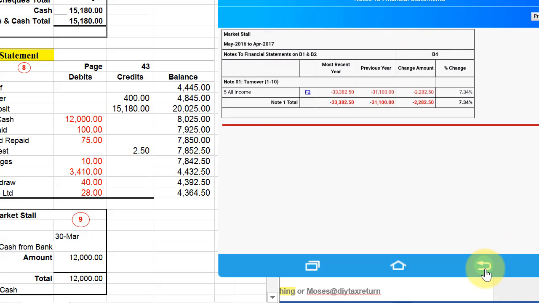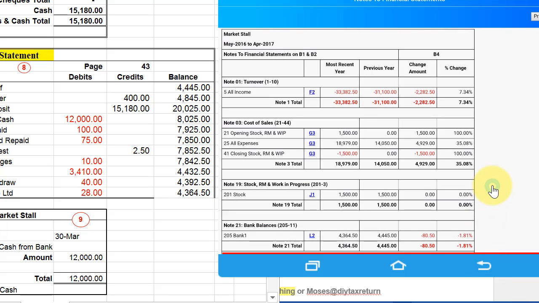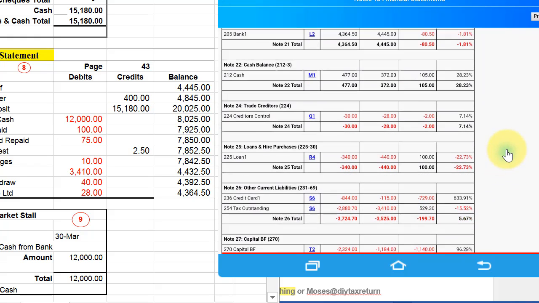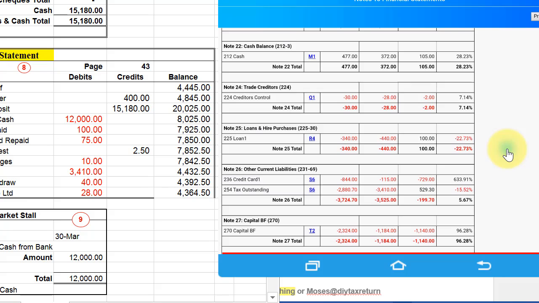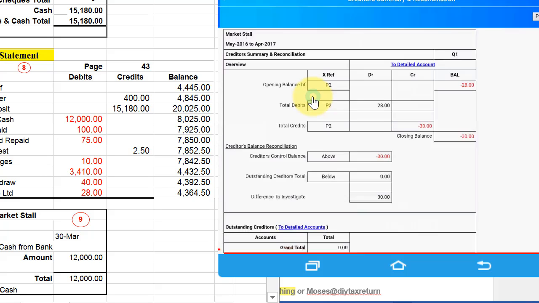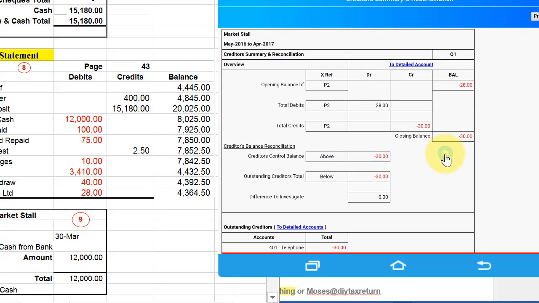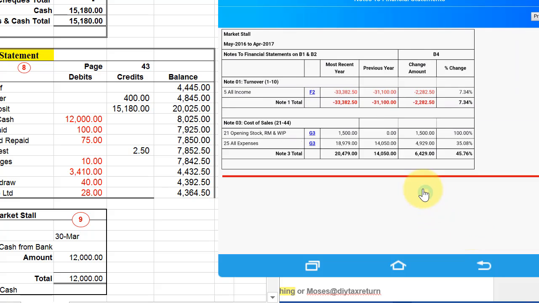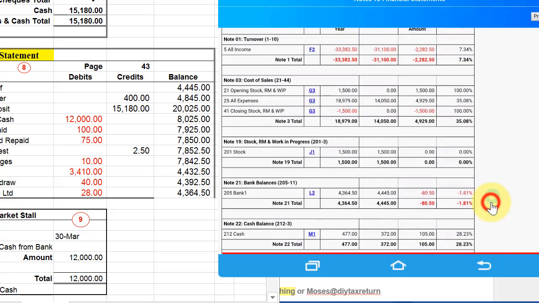So let's go back. So these are the notes to financial statements, and that is report B4. Now we have looked at the L reports. We looked at the M, that's the cash account, earlier on. Creditors control account. Let's have a quick look at this one. This is the creditors control account. Now this is self-reconciling. The creditors control account, and we've got a list of outstanding creditors, which is only the telephone. Okay, now let's go back here.